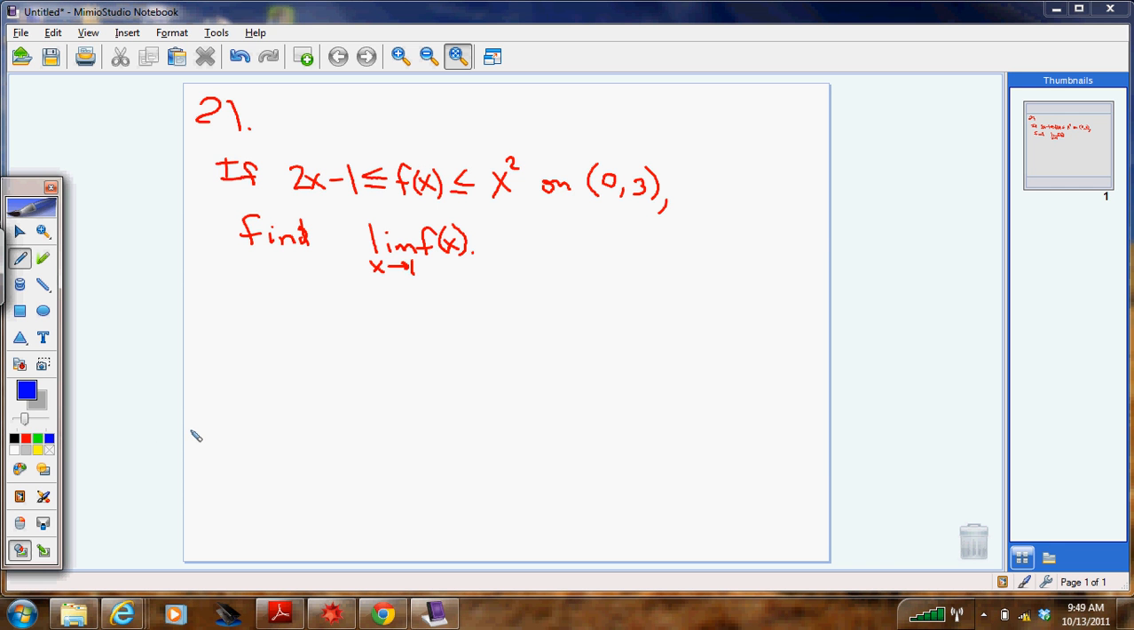Now hopefully this reminds you of one of the named theorems we have in this section. Hopefully it reminds you of the squeeze theorem. What we have is f of x trapped always between the quantity 2x minus 1 and the quantity x squared on this interval. And notice that we're taking the limit as x approaches 1, and 1 is in this interval. So this is just an application of the squeeze theorem.